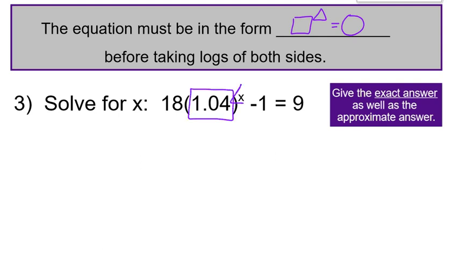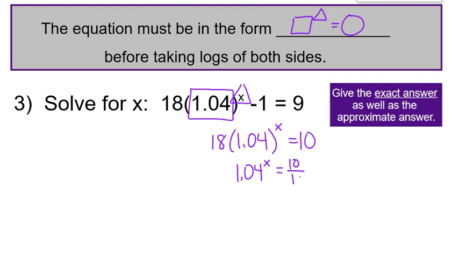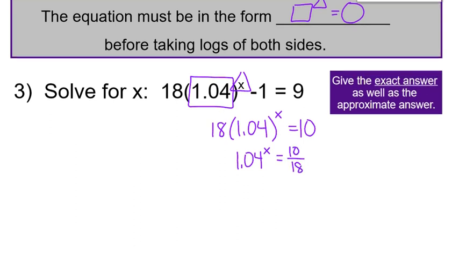So when you look at problem 3, you'll notice there is a base to a power, but right now it's not by itself on that side of the equation. There's other extra stuff also there, like the -1 and the multiply by 18. So we need to clear out that extra fluff and get the base to the power by itself, and then we can take the log of both sides. So I'm going to add 1 to both sides of the equation, and then divide by 18. And we could simplify 10 over 18. That would be 5/9.